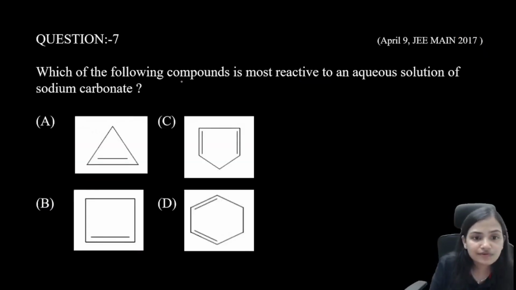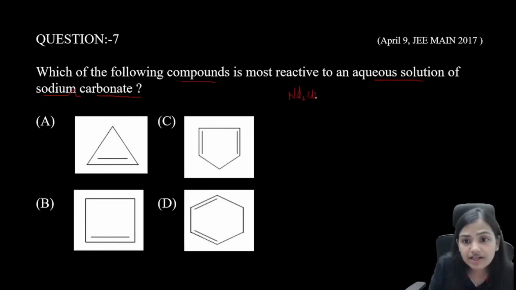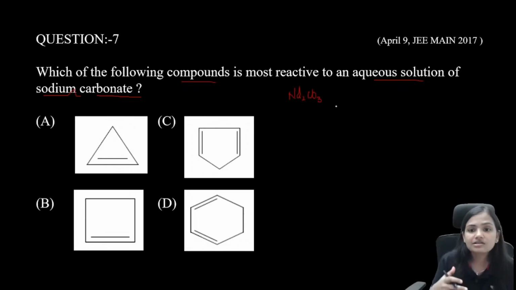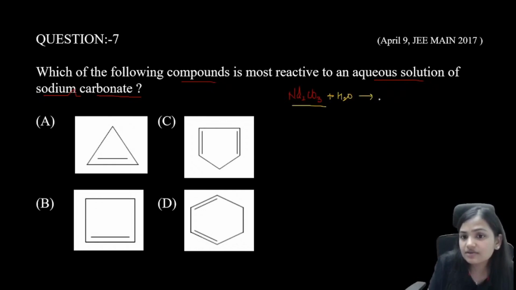Another question: which of the following compounds is most reactive to an aqueous solution of sodium carbonate? If I am having sodium carbonate, it means I am having Na2CO3. Who will react at the fastest rate with the sodium carbonate? Tell me. If it's an aqueous solution, it will result in the formation of H2CO3 and NaOH.